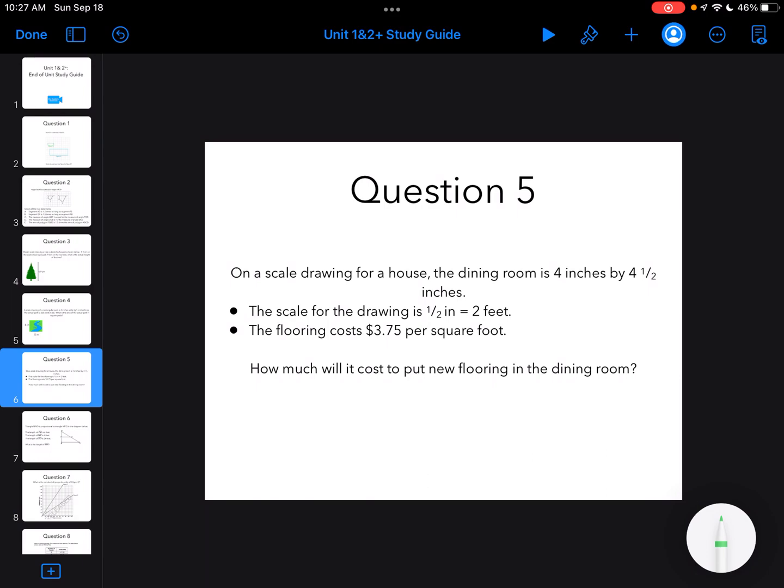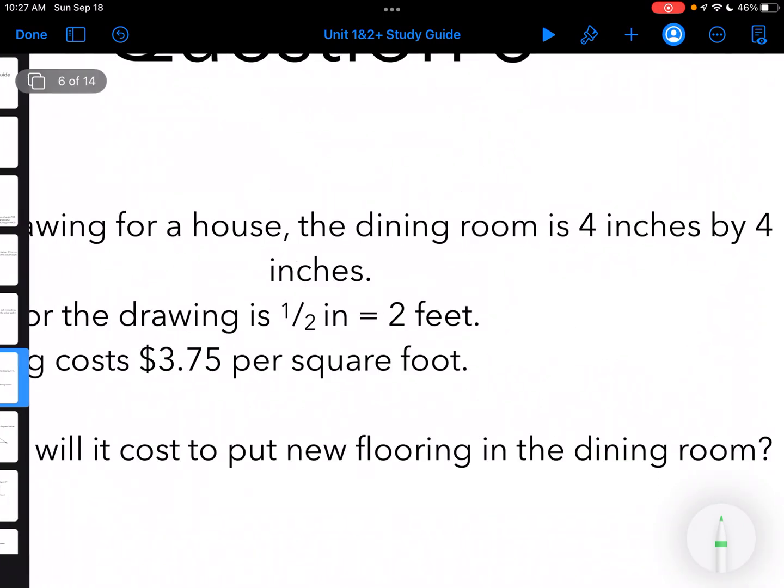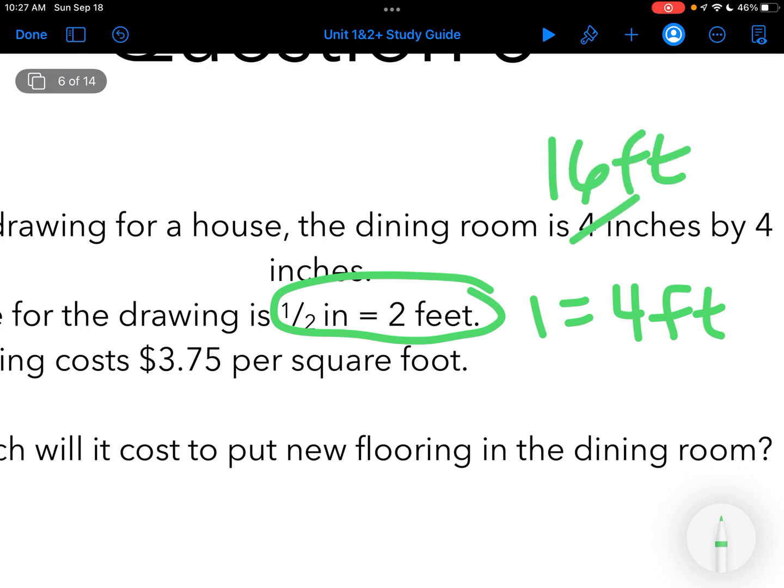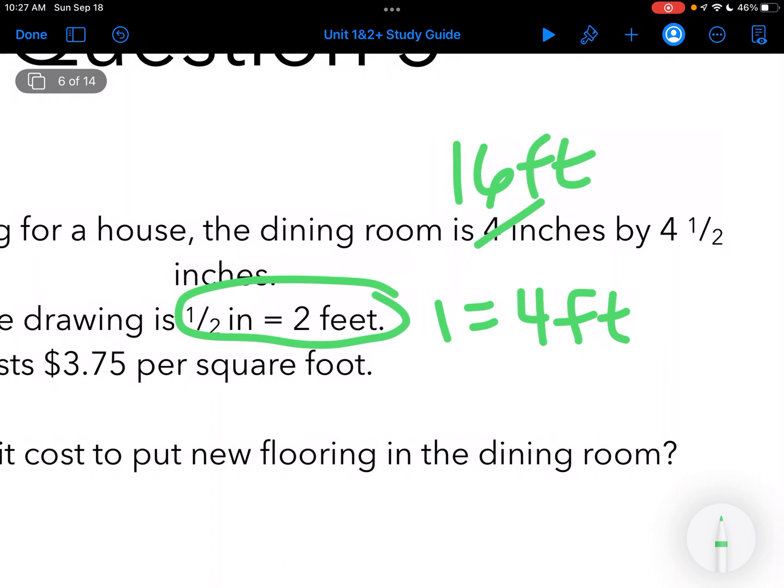All right, question 5. On a scale drawing for a house, the dining room is 4 inches by 4.5 inches. And it's telling me that half an inch is equal to 2 feet. Well, this one's an easy one to convert, so I'm not really going to make a table for this one. I could, but I don't have to. If I know half an inch is 2 feet, then I know 1 inch equals 4 feet. So I know the 4 inches is going to be 16 feet. And then 4.5 inches is going to be 18 feet.